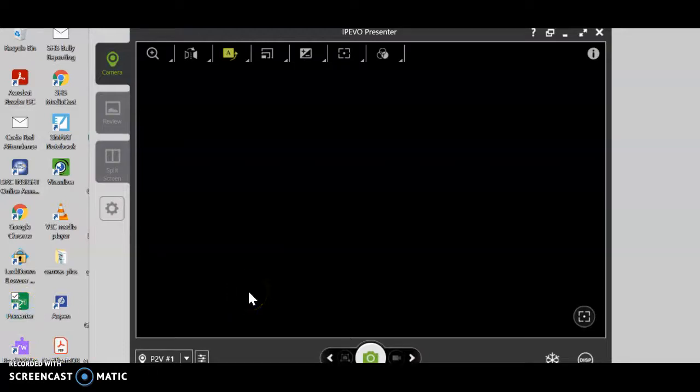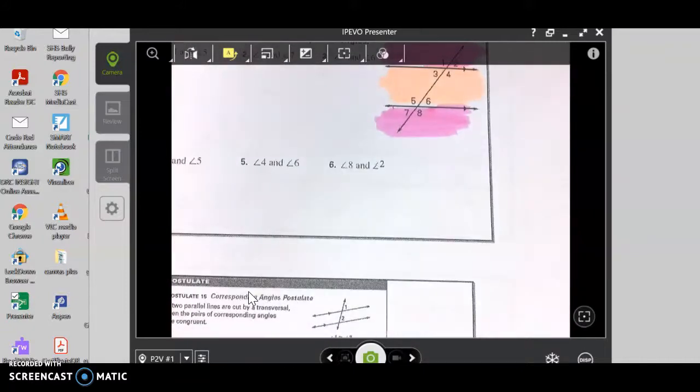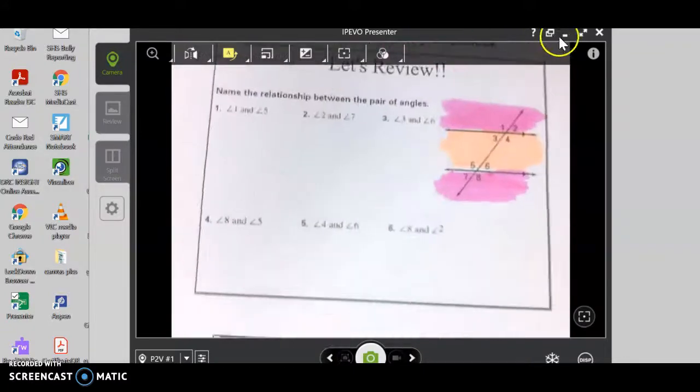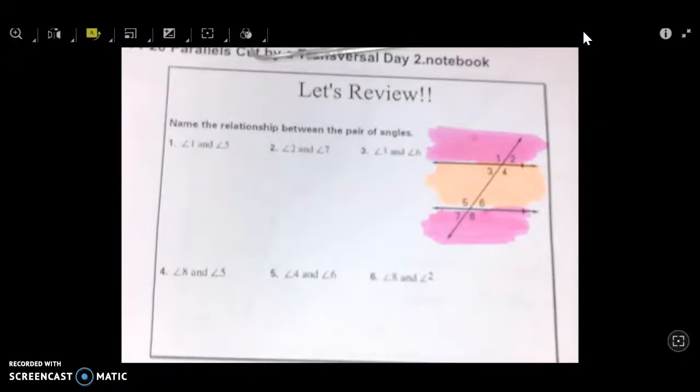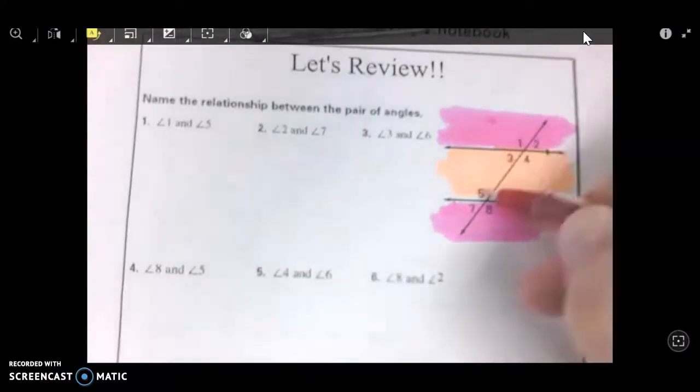All right, guys, we need to review. We're talking about parallel lines cut by a transversal. And so let's go ahead and look at our notes. So angle 1 and angle 5 would be corresponding angles.